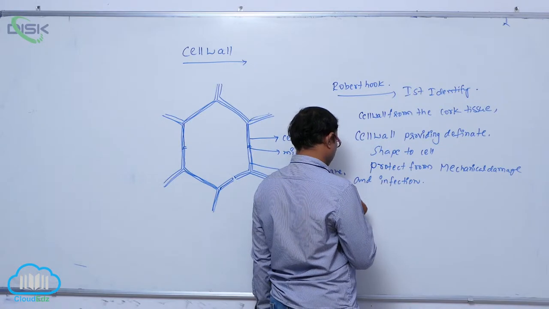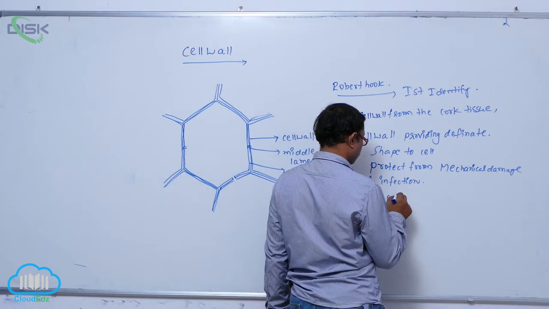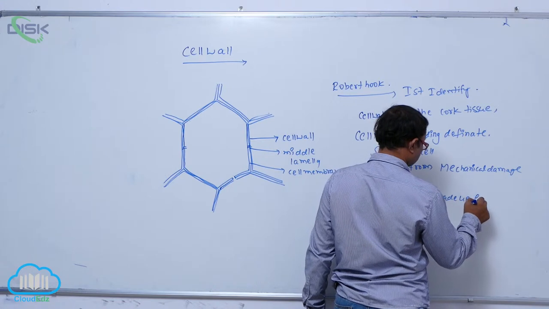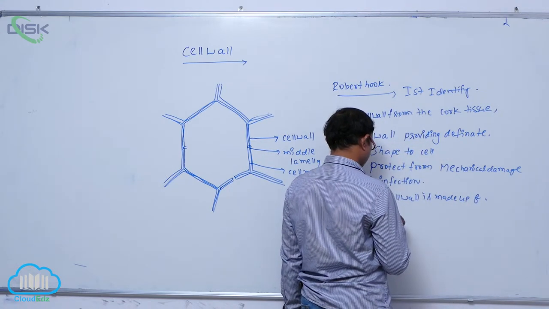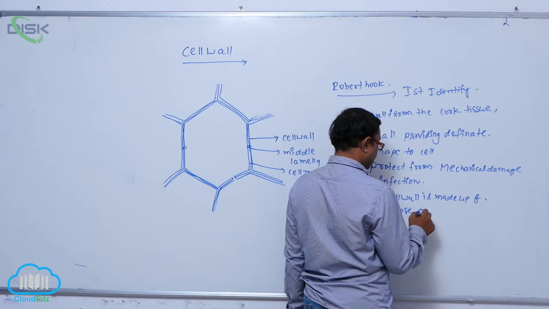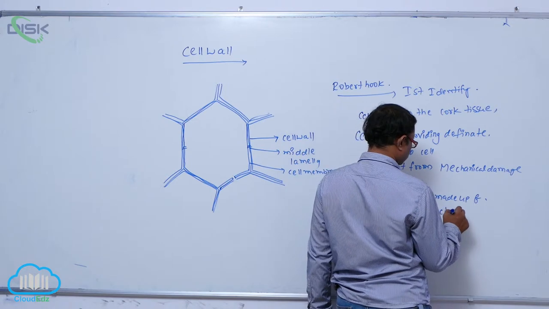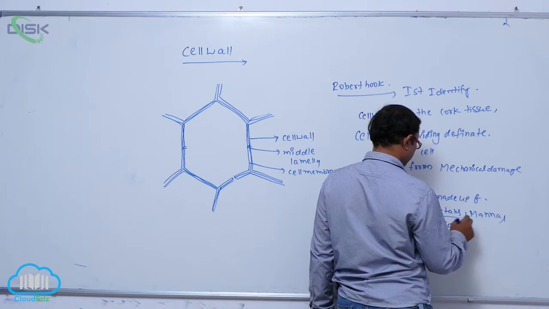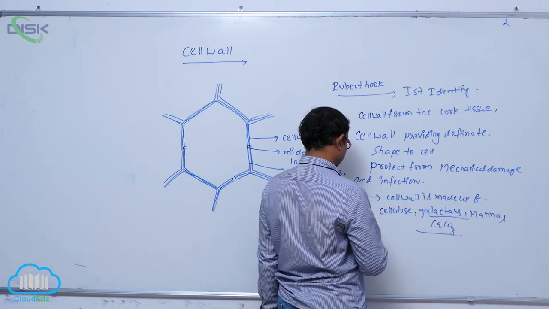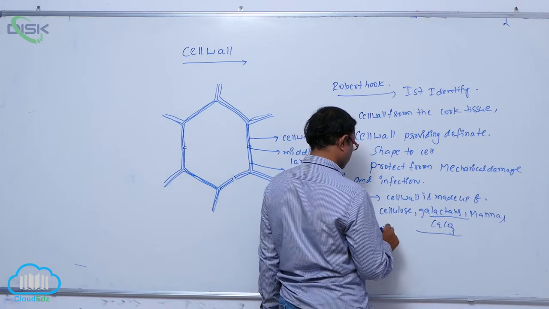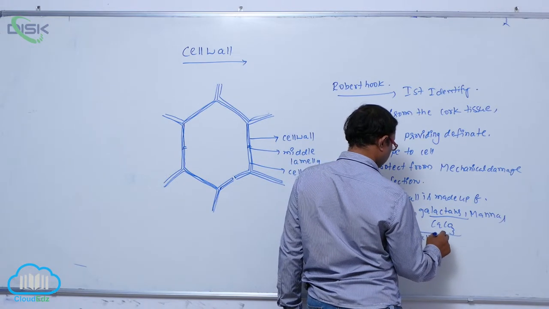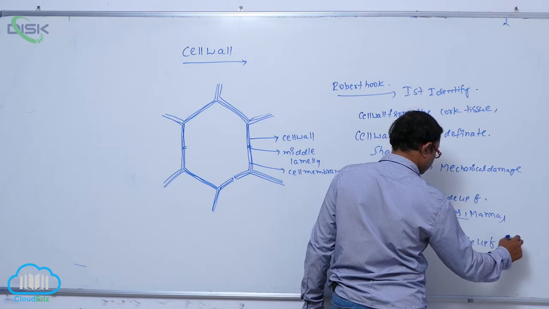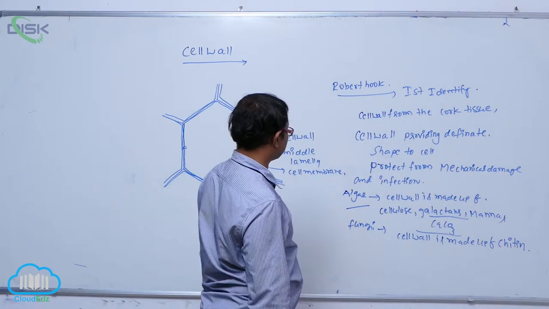For example, in algae, cell wall is made up of cellulose, galactans, and mannans, and calcium carbonate. After that in fungi, cell wall is made up of chitin substance. Cell wall is made up of chitin substance in fungi.